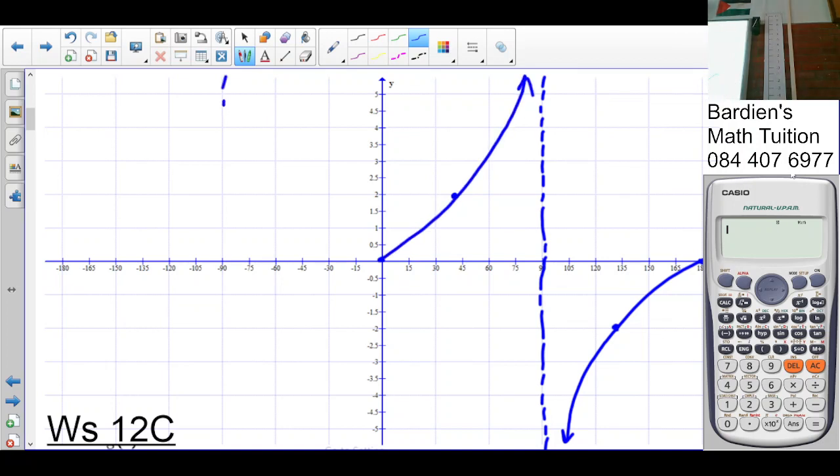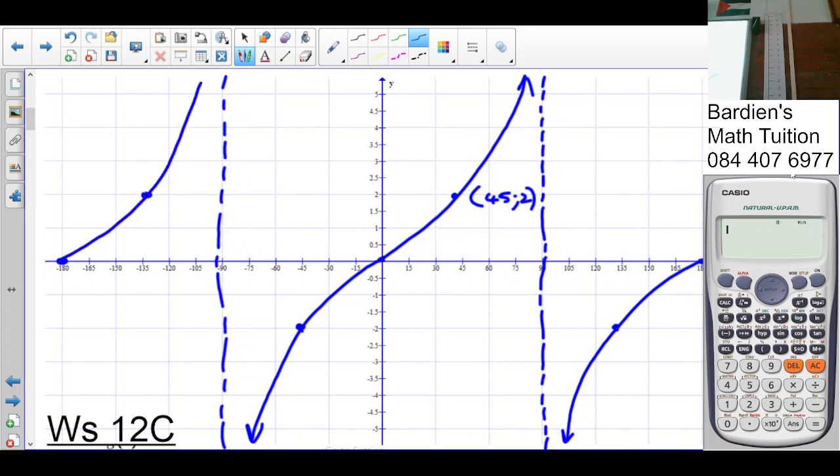Negative 90 is again an asymptote. And negative 45 is going to negative 2. At least one of the points we write in there. And then 180 and 0, 135 and 2. And is this given as G or F? F. So I can just put F, I don't need to put the equation.